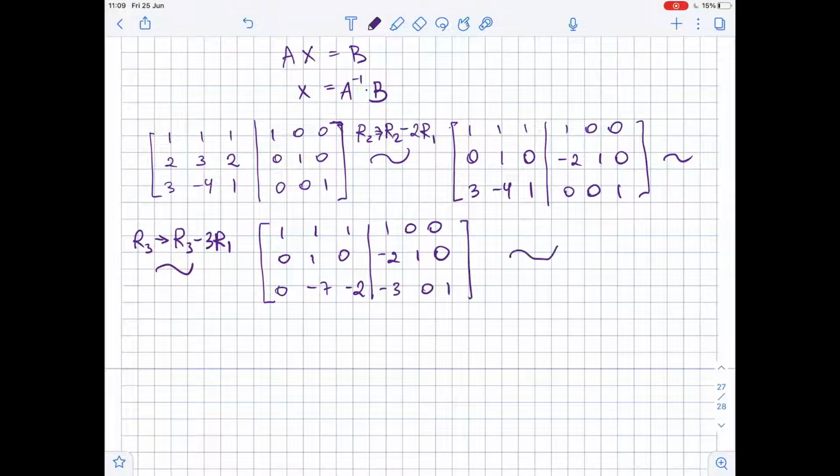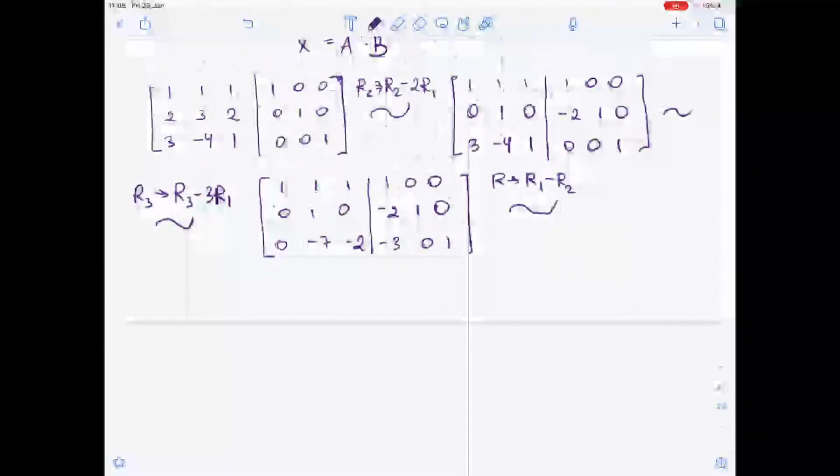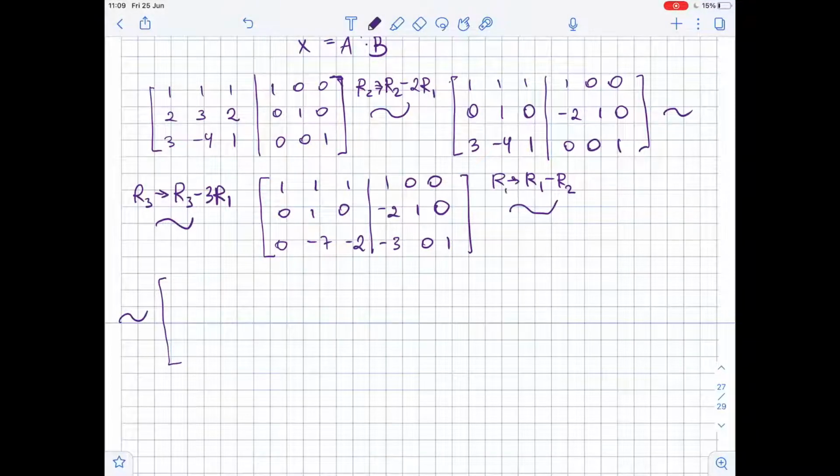Our next step is to multiply the second row by 1 and subtract it from the first row. So instead of row 1, we will have row 1 minus row 2. So our matrix will look like this. It's 1, 0, 1, 3, negative 1, 0, and the rest are the same.